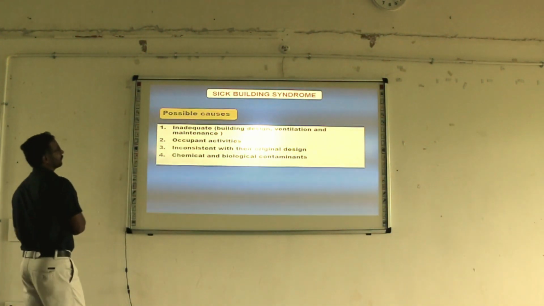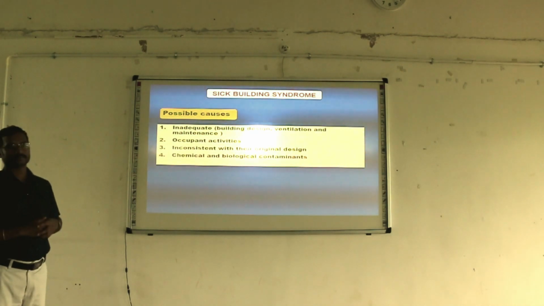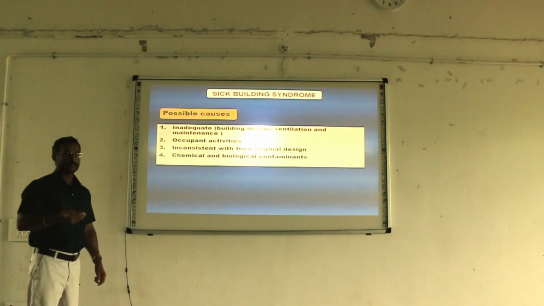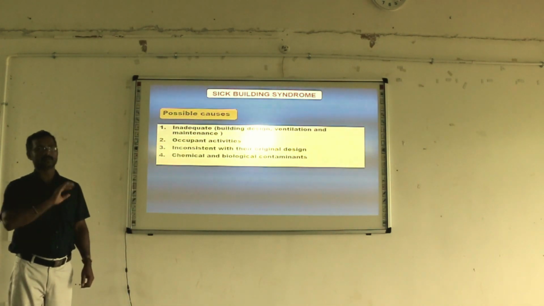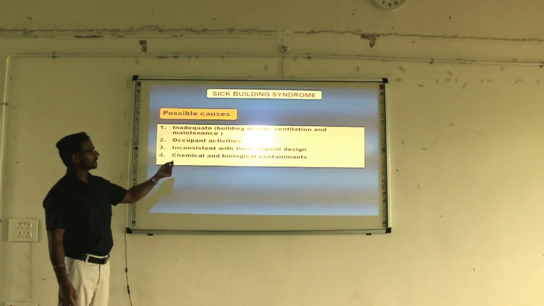Here, what are the possible causes? Inadequate building design, ventilation and maintenance. This is the main reason. Another one is occupant activities, how the people are living in the room, which may be inconsistent with the original design. Then chemical and biological contaminants.